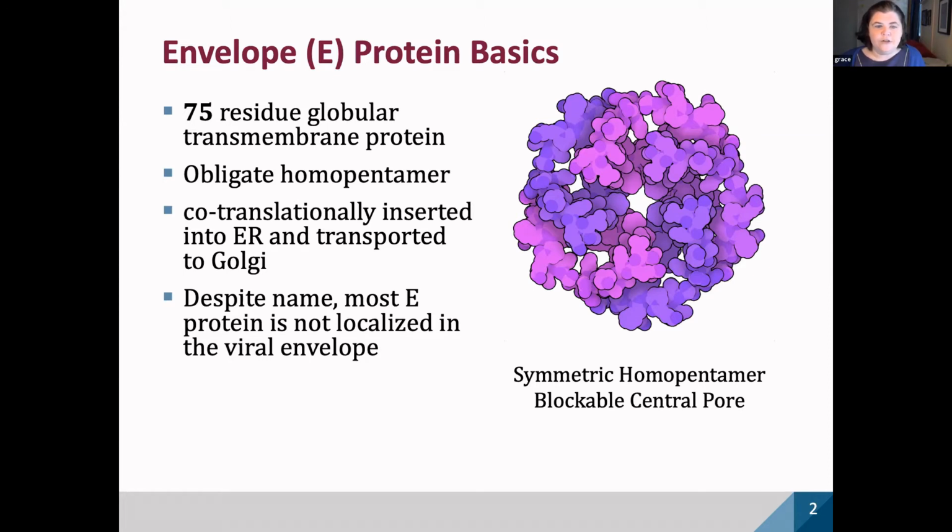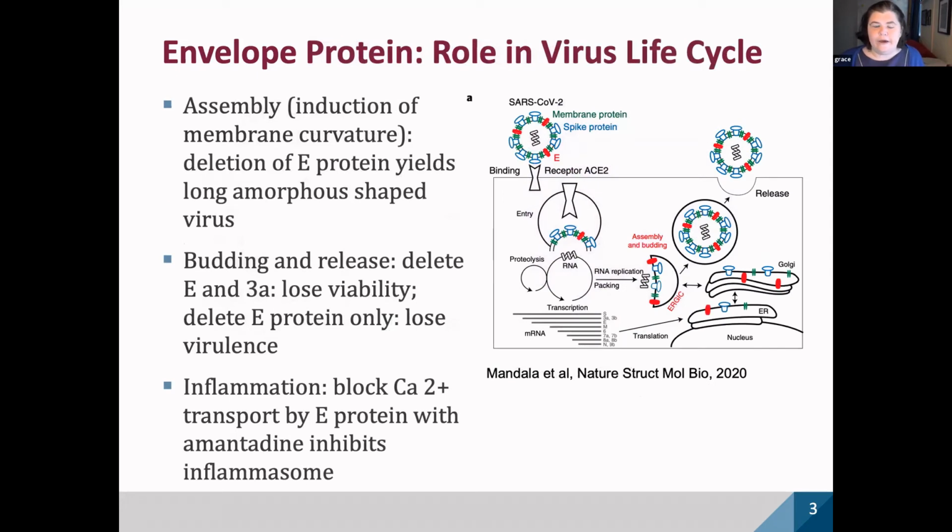It's co-translationally inserted into the ER, transported to the Golgi. Despite its name, most of the E protein is actually not localized in the viral envelope. Most of it ends up sticking around in the ER and in the interface. And so what its role there is not really understood. We do know that it does play a role in assembly and membrane curvature and viral shape that is not directly tied, as far as we know, to the fact that it's an ion channel.